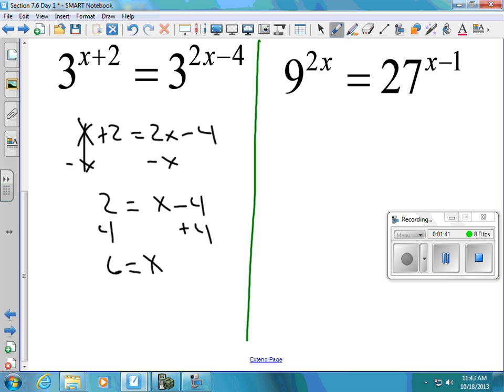How should we check this? Well, if you plug it back in, you should get equal answers. 6 plus 2, that's 8. 3 to the 8. 6 times 2 is 12. 12 minus 4 is 8. We get 3 to the 8 on both sides. We're good to go.